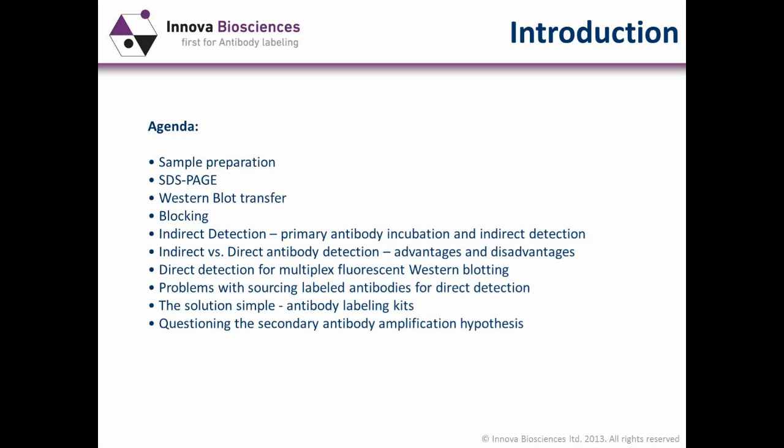The subjects that will be discussed today include sample preparation, SDS-PAGE, Western blot transfer, blocking, indirect detection, and indirect versus direct antibody detection, direct detection for multiplex fluorescent Western blotting, problems with sourcing labeled antibodies for direct detection, which will be followed by explaining the simple solution, which is the antibody labeling kits, and questioning the secondary antibody amplification hypothesis.